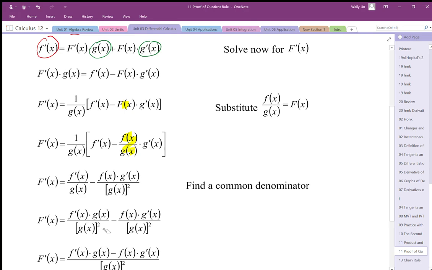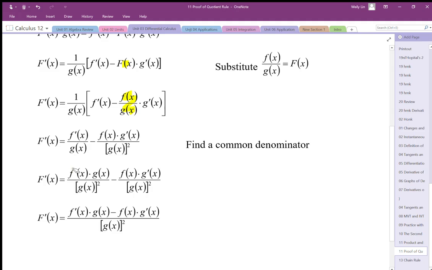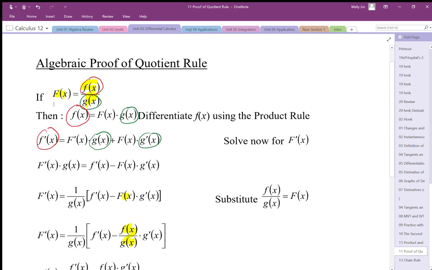So I got my common denominator of g of x squared, and notice that now I've generated my quotient rule: f prime times g minus f times g prime, all over g of x squared. So there is the proof of my quotient rule. And like I said, this is really just a rearrangement of the product rule, because I started with a quotient, made it into a product, differentiated this product, and solved for the piece I wanted, which was this f prime piece that I generated when I applied the product rule.